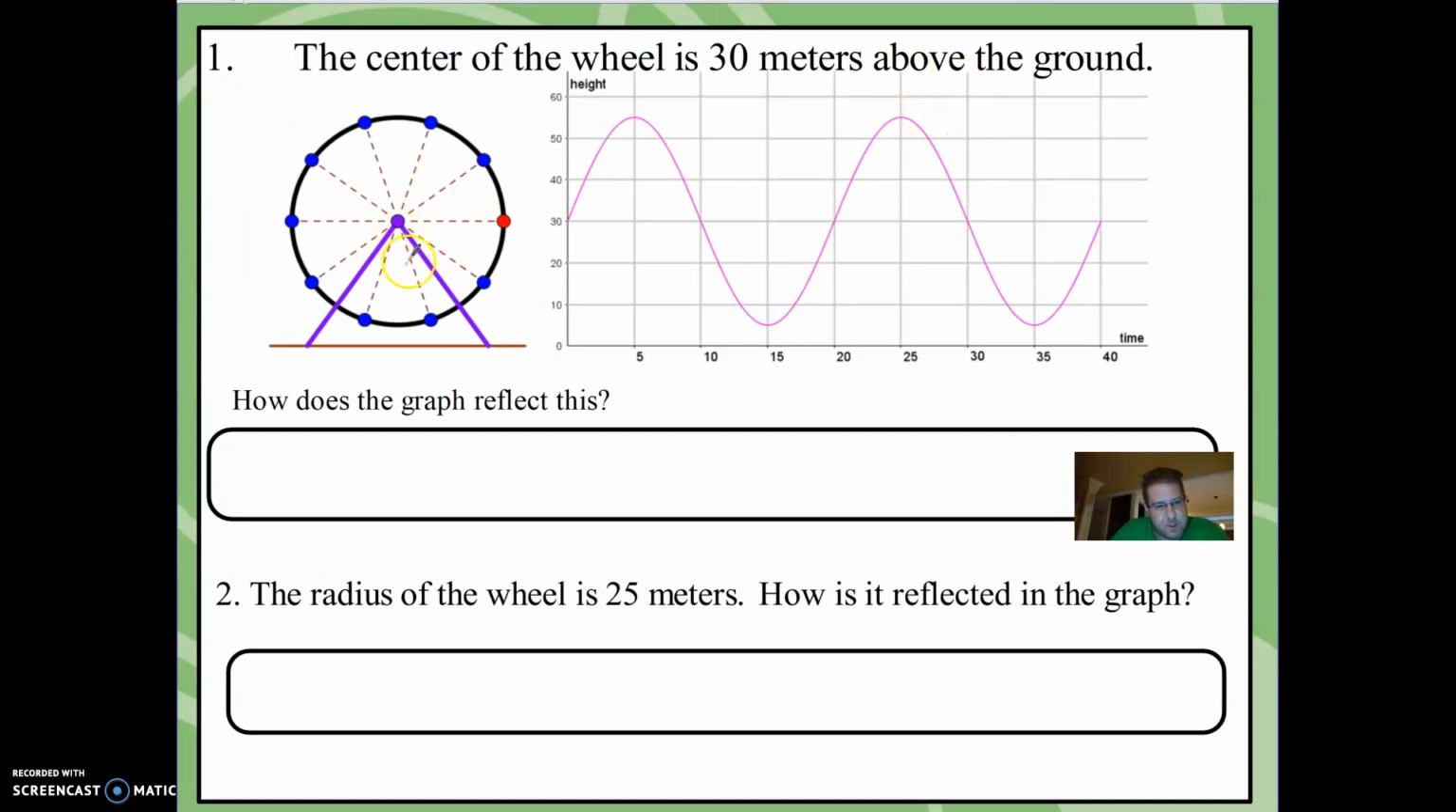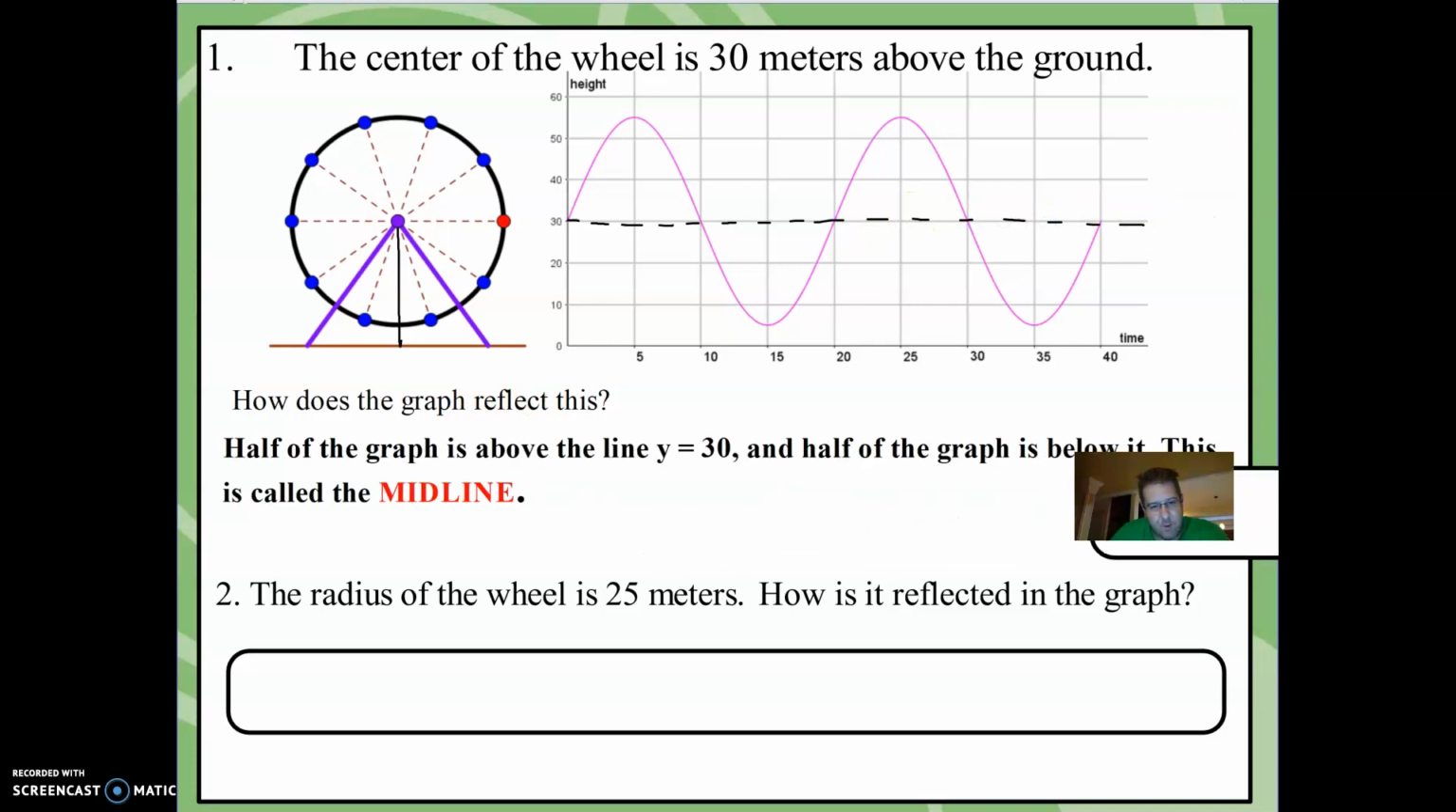Okay, so the center of the wheel is 30 meters above the ground. So here's the Ferris wheel, remember this activity. And this graph is going to reflect that. So how does this graph reflect 30 meters? Well, that's called the midline. It's the center of the graph, the dotted line I have going through the middle. It's called the midline. It's exactly halfway between the top and the bottom.